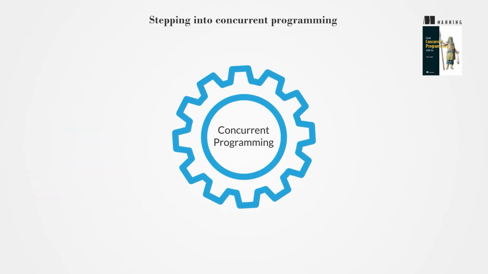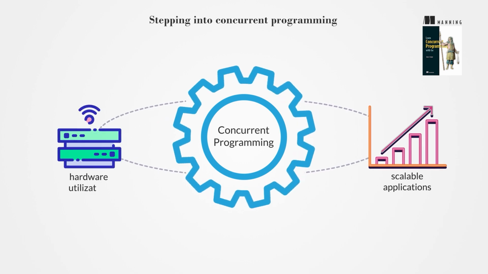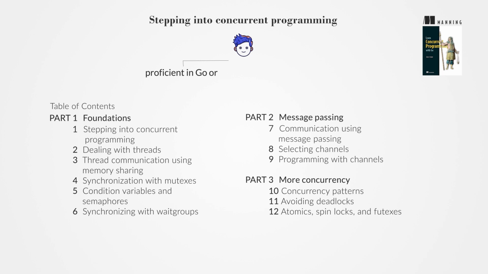Concurrent programming is essential for developers to create scalable applications that maximize hardware use. This book targets those familiar with Go or similar C-style languages but new to concurrency. It covers concurrency in operating systems, race conditions, process communication, advanced topics like deadlocks and spinning locks, and more.